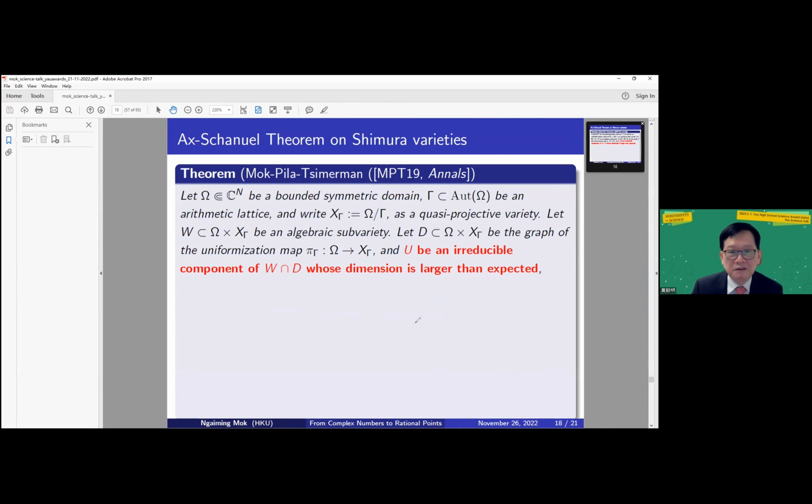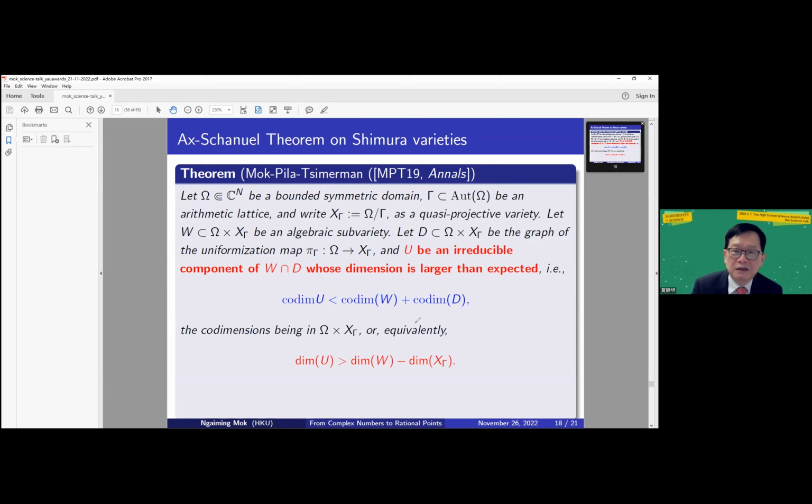So then this reformulation in terms of unlikely intersection says the following. You look at the graph of the analog, the J function, the uniformization map. Since J is supposed to be highly transcendental, this uniformization map is highly transcendental. D is an analytic set which is very far away from being algebraic.